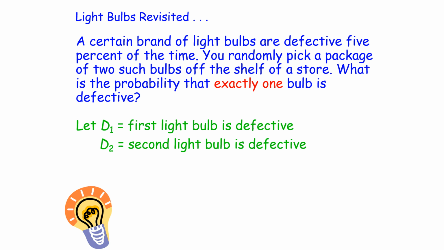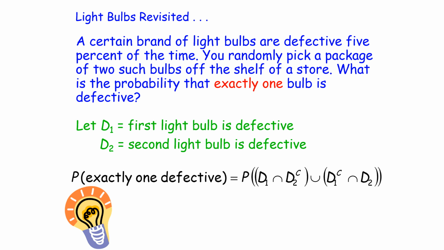We're going to let D sub 1 equal the first light bulb is defective, and D sub 2 equal that the second light bulb is defective. What we're looking for here is the probability of exactly 1 defective bulb. So we're taking the probability of our first light bulb and not our second light bulb, or our first light bulb isn't, but our second light bulb is.